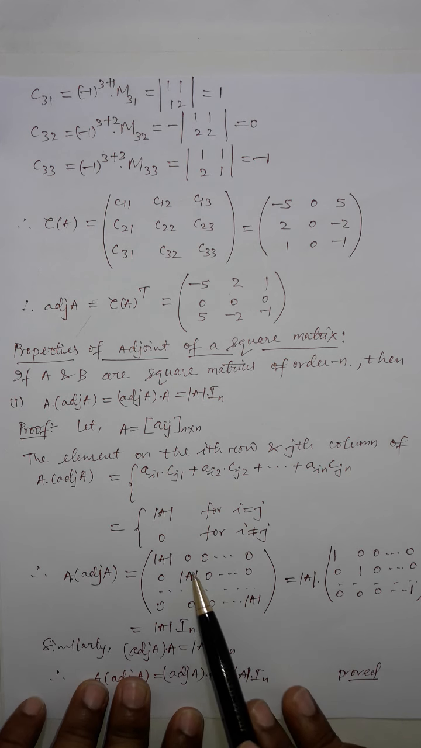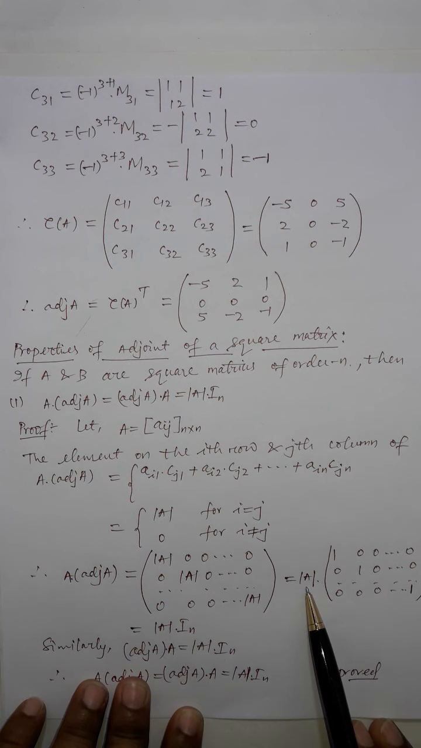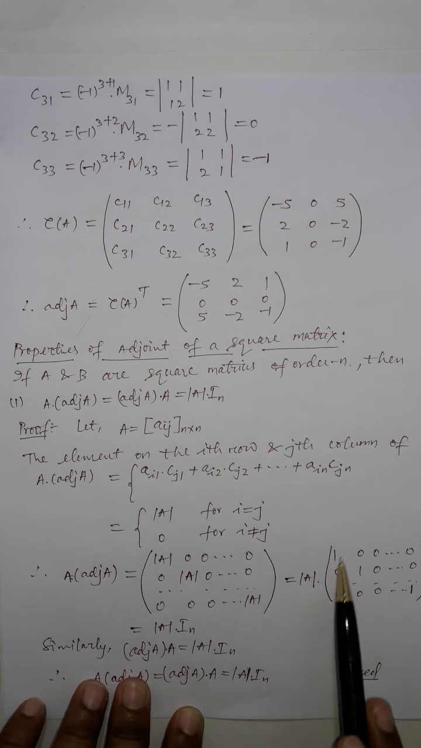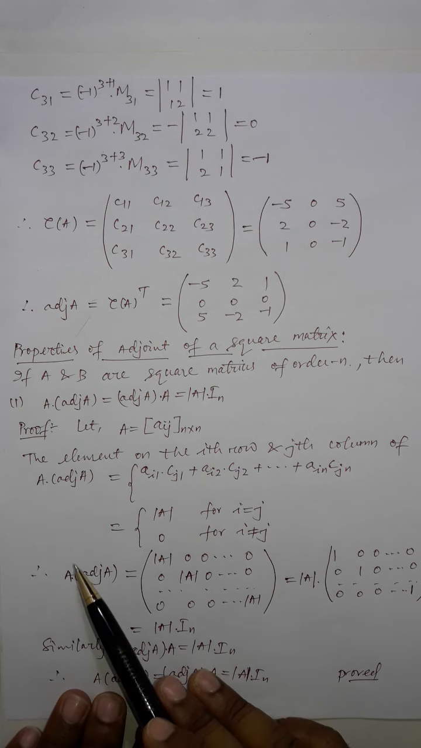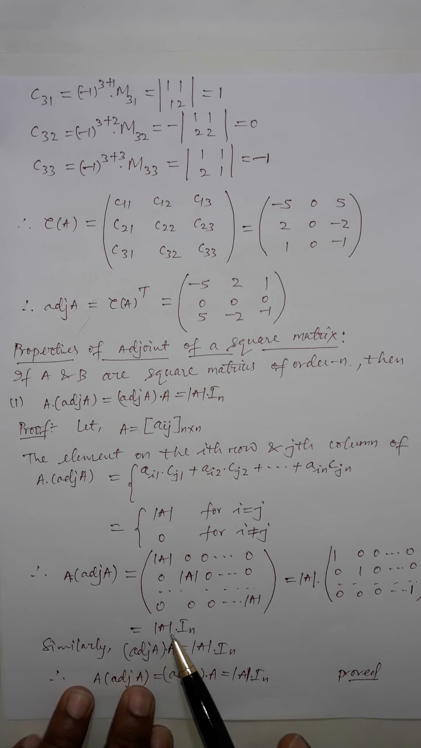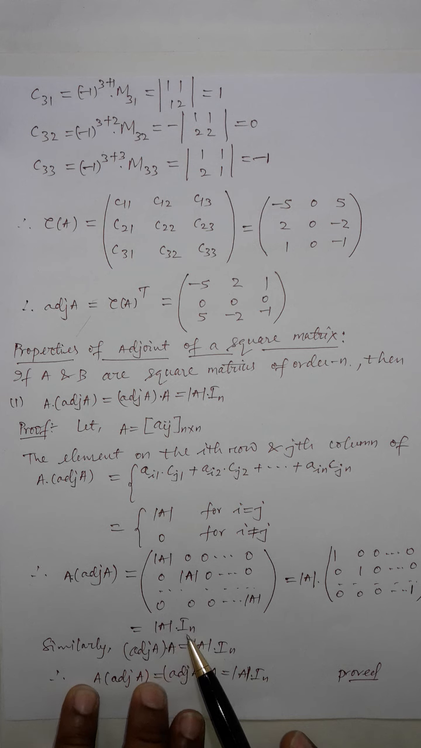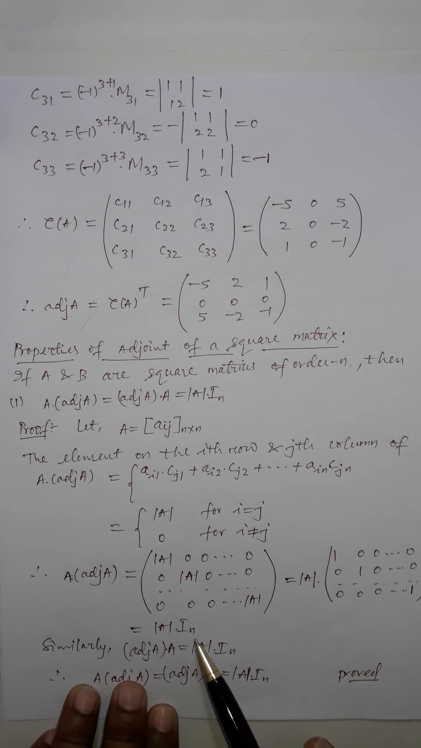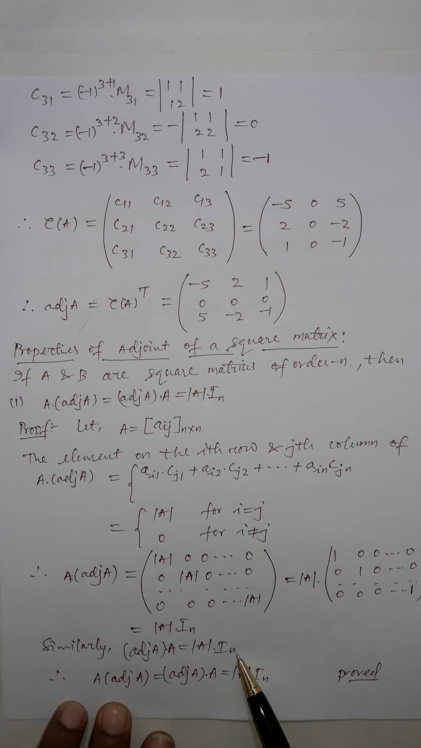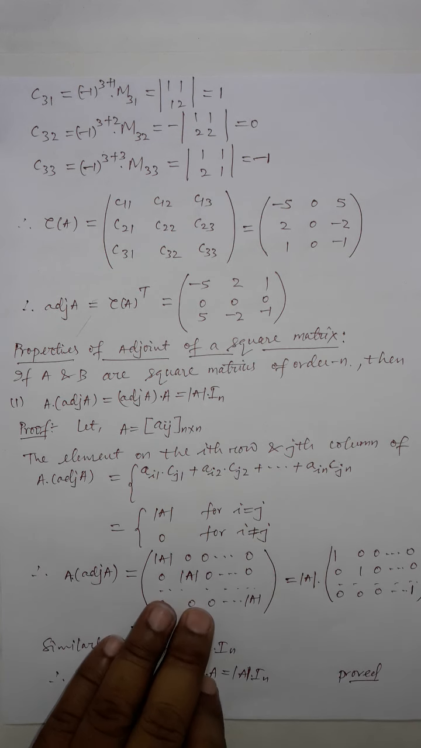Now, as the determinant of A is common here, we can take it out from the matrix. If you take the determinant of A out, you are getting an identity matrix of order n, which I am symbolizing as I_n. So, in this way we are getting that the product of A with its adjoint results in the determinant of A times the identity matrix. Similarly, we can prove that the adjoint of A with the matrix A will also result in the same value, determinant of A into identity matrix of order n. So, that means both are the same, and we are proving this result in this way.